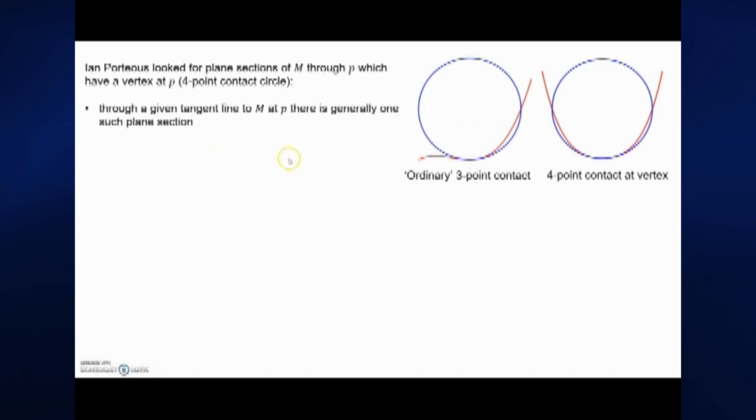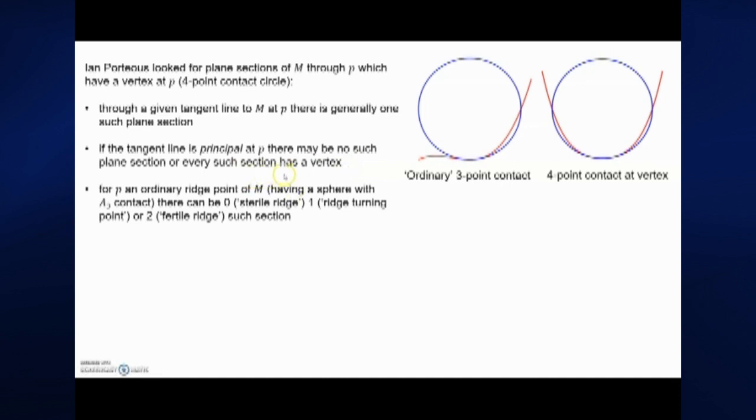And he managed to find the following. If you fix a tangent line to the surface and you look at planes passing through that tangent line, generally, as long as your tangent line isn't a principal line, then you will get one plane for which there exists a vertex. If you take your tangent line to the surface to be a principal direction, then there will either be no such plane or every plane has a vertex.